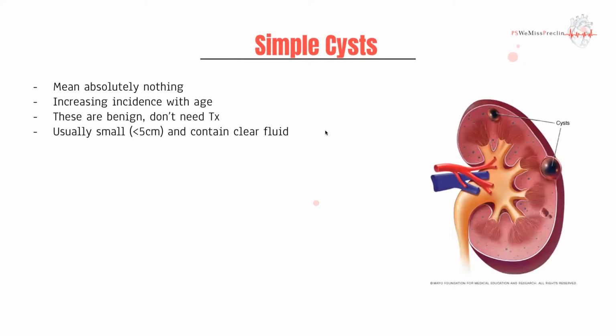So starting off with simple cysts, they mean pretty much almost absolutely nothing in most cases. They are incidental, that happen with age, and most elderly patients who have an ultrasound for whatever reason will find a few cysts within them. The important thing to know is that most of these cysts are benign and they don't usually need treatment, and they're usually quite small, usually meaning less than 5 centimeters in their diameter, and mostly contain clear fluid.